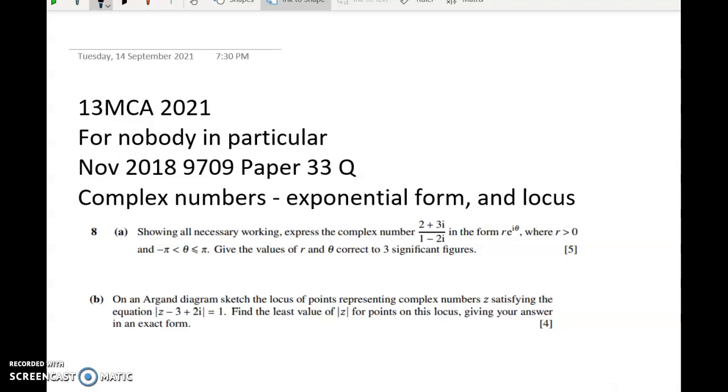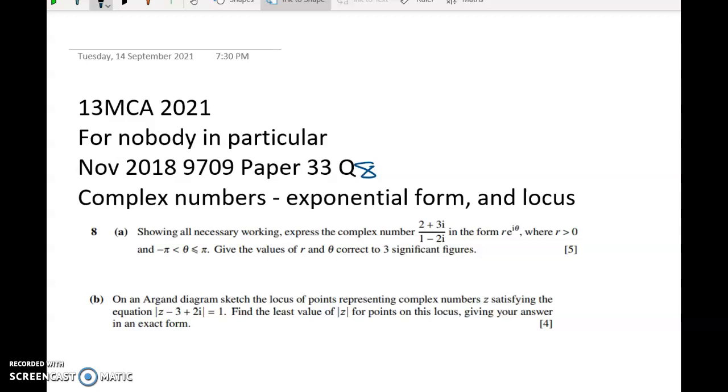I found a complex numbers question that I wanted to go over. So this is question 8, and this is just for anyone who wants to watch it. I like it because it's an exponential form question, and we don't see them that often. I also like it because, as usual, if you draw a graph, both of these questions get much easier.